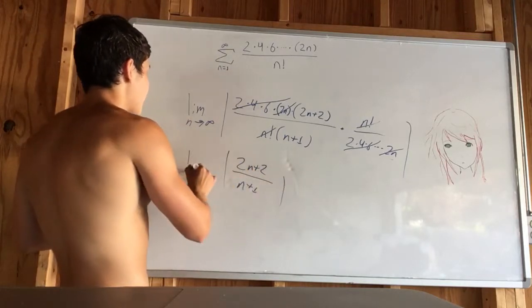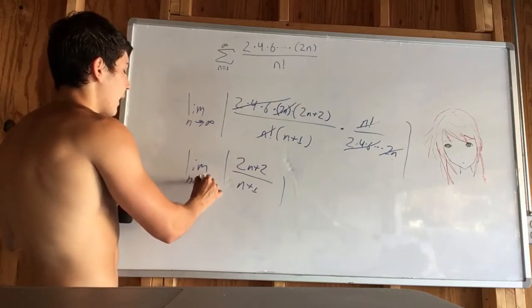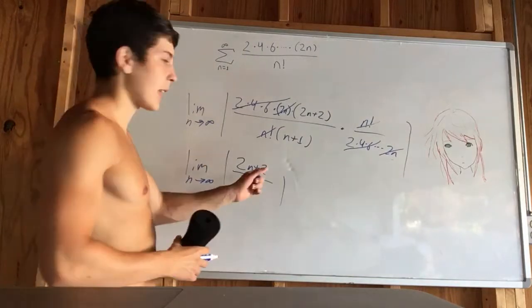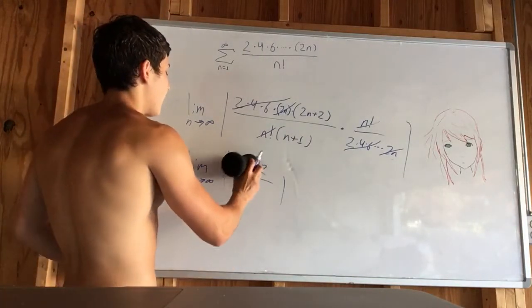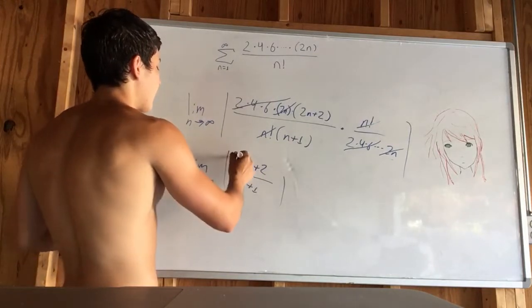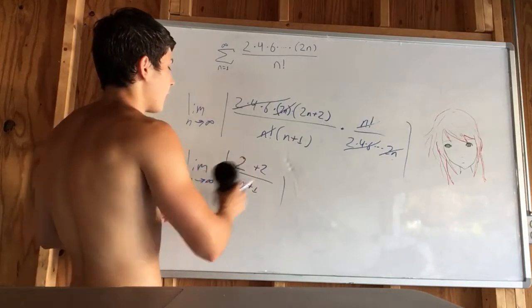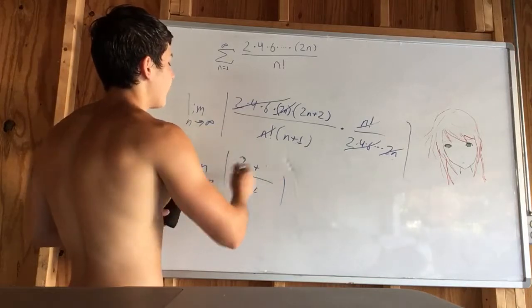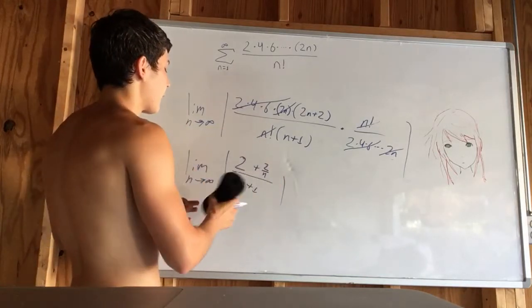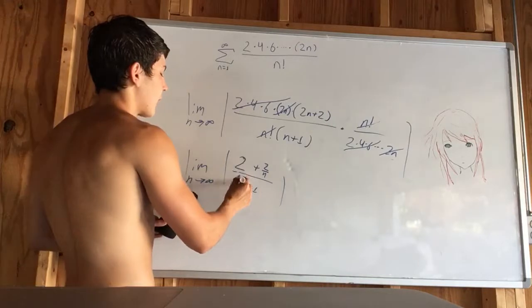We take the limit as n approaches infinity, and now the way we solve this is by dividing everything by n, both in the numerator and in the denominator. So this is going to give us 2. This is going to give us 2 over n. This is going to give us 1. And this is going to give us 1 over n.